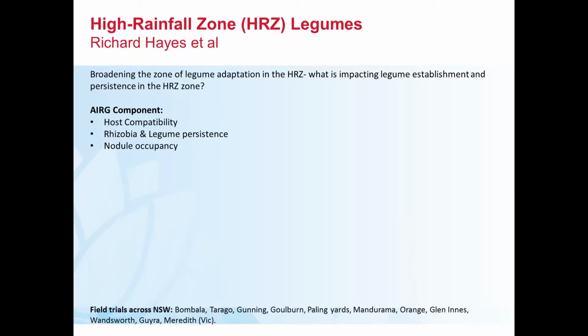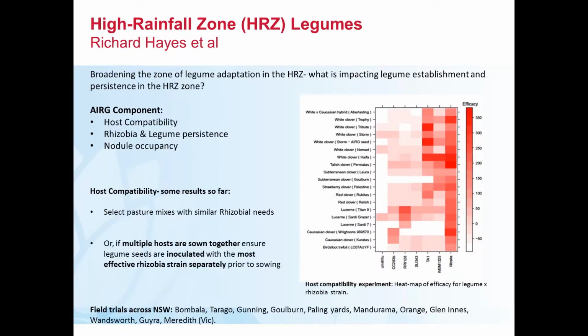So our group's part in this project is to look at host compatibility. When you're sowing all these legumes in a mix, which strains are they associating with out there in the field, and looking at rhizobia and legume persistence and nodule occupancy. This next figure that I'm going to show you is quite complex, but I'll tell you the key message that I'd like you to take away from it.